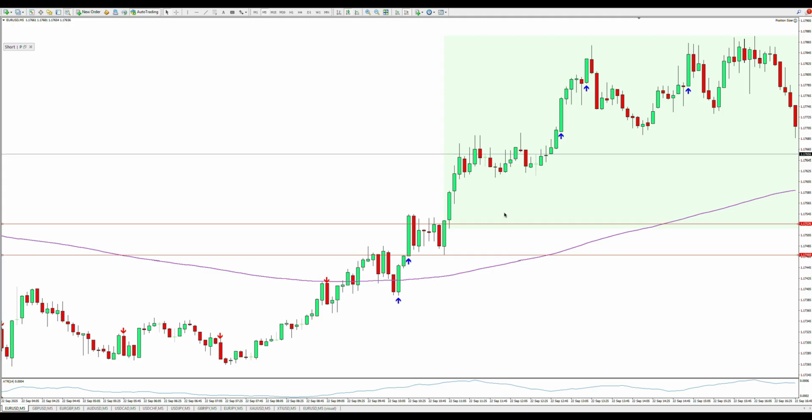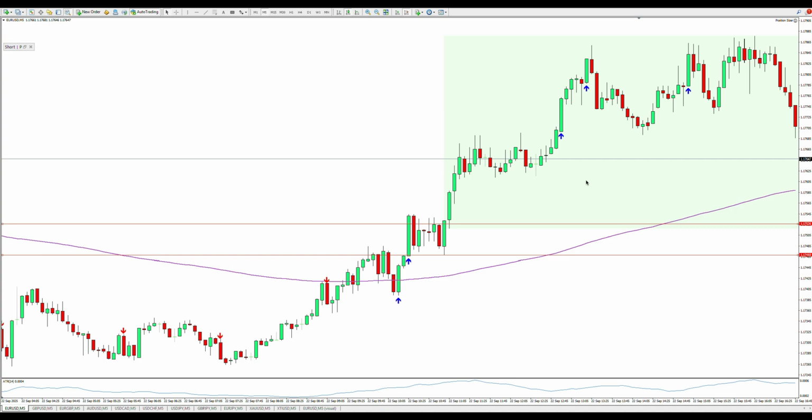Okay, so we're going to talk about how to find quality trades and how to increase your win rate using supply and demand. Whenever you're trading supply and demand, you're basically trading from a price zone or a level, an area. It's not an actual line.